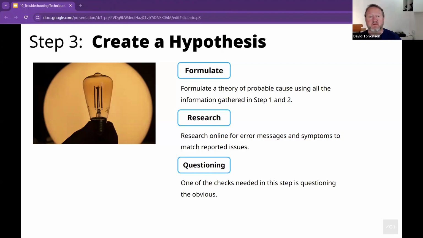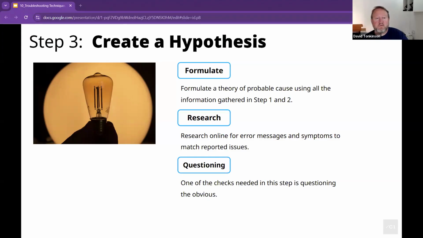Last point on this particular slide is questioning. One of the checks needed in this step is really questioning the obvious. Do they really mean they're bolding text, or are they doing something else? So let's have a little look at some of those. Consider looking at multiple approaches to this. Consider looking at different angles.